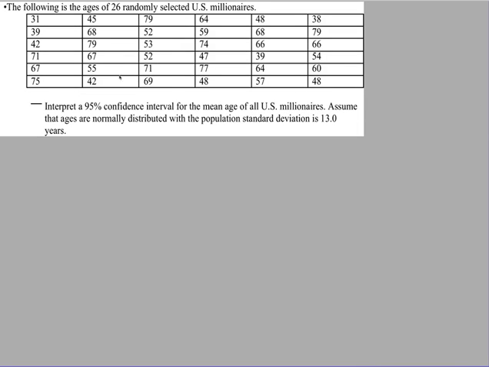Okay, so whenever we did these problems in the homework, there was an option. They either gave us data. Very few of them gave us data. Most gave us a summary. Most of them. So in this case, they're giving us the data. So we have to interpret a 95% confidence interval for all U.S. millionaires. Assume that ages are normally distributed and standard deviation is 13 years.